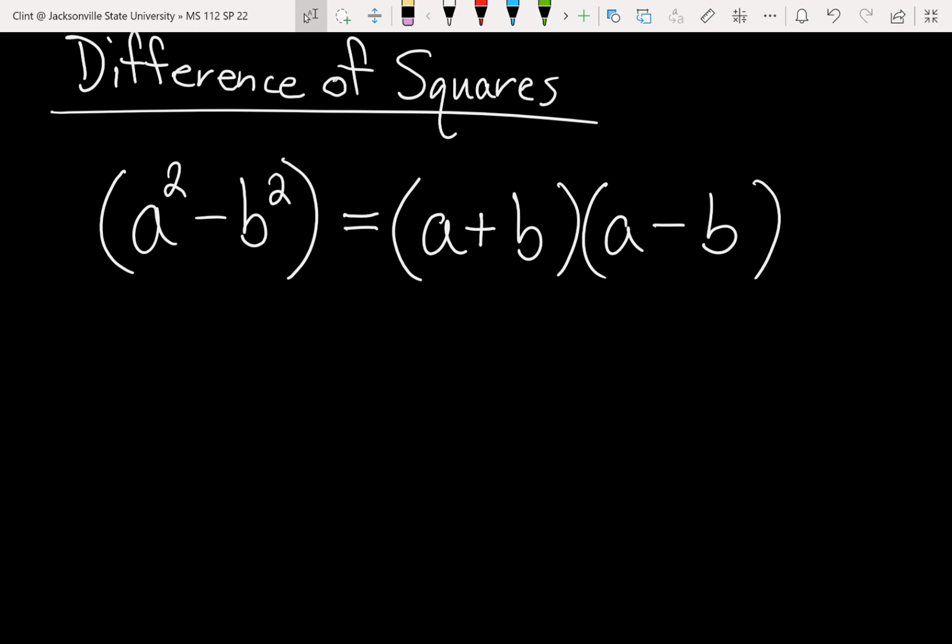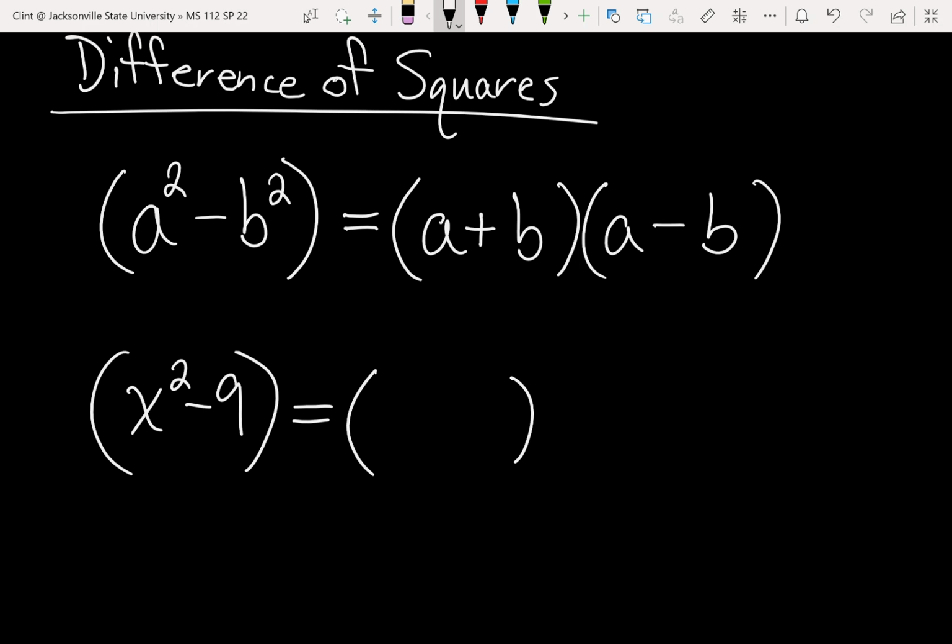So let's look at one. Factor this one. We've got x squared minus 9. x squared is a perfect square. It's got the square right there on it. And 9 is a perfect square. That's 3 squared. So to factor this, we have x and x to get x squared. To get 9, it takes 3 times 3. And one of these is plus, one is minus: x plus 3 times x minus 3.